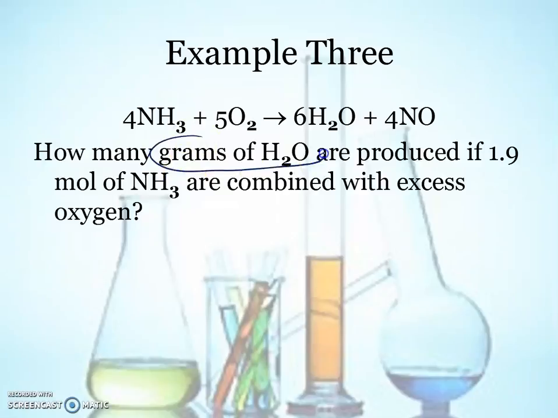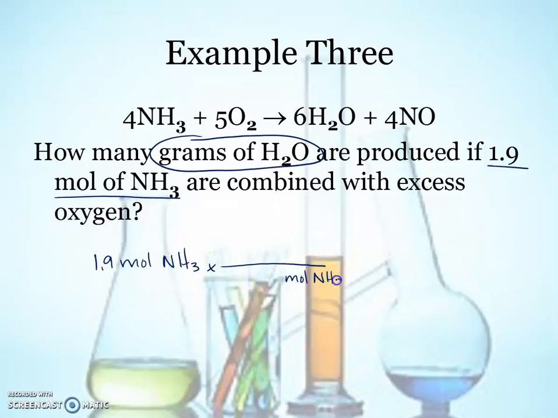All right, we're looking for grams of H2O, and we know we're starting with 1.9 moles of NH3. And where it says excess oxygen, that just means there's more than enough oxygen. We don't have to worry about it right now. We will eventually, but not right now. All right, so we're going to start with 1.9 moles of NH3. We need to multiply that by a fraction. We got to get rid of moles of NH3.